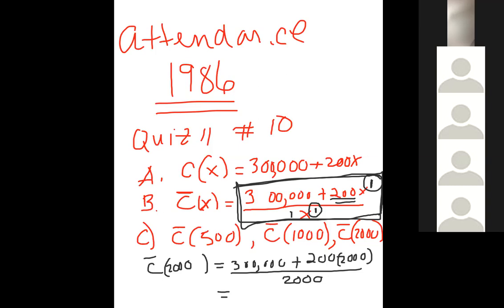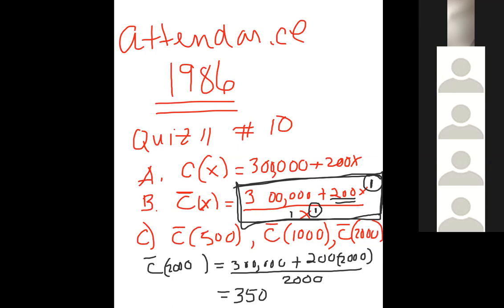Did somebody do the 2,000 average cost? 350. Thank you, David. Okay. So when 2,000 bikes are produced, the average cost goes down to 350. Guys, remember, we're trying to get to 200.